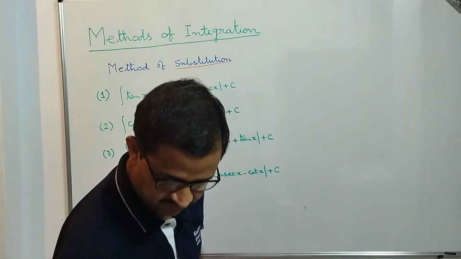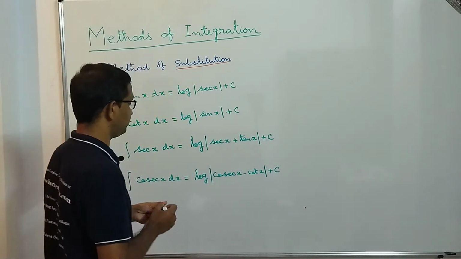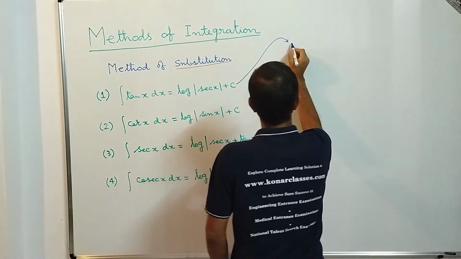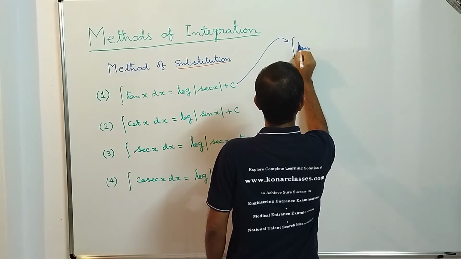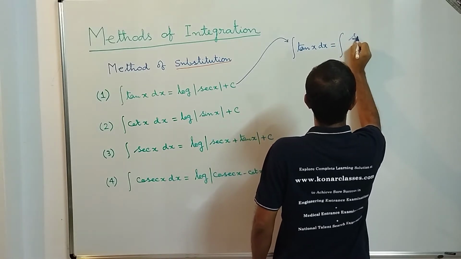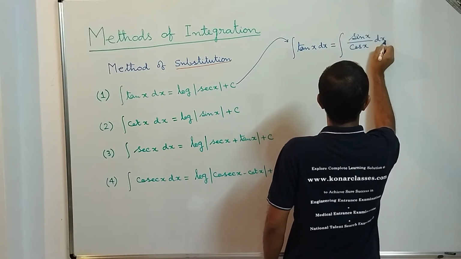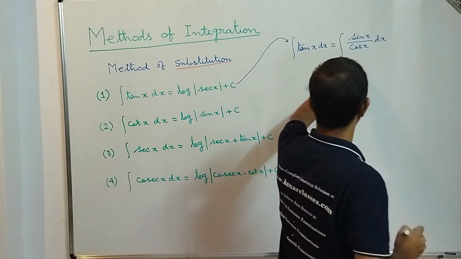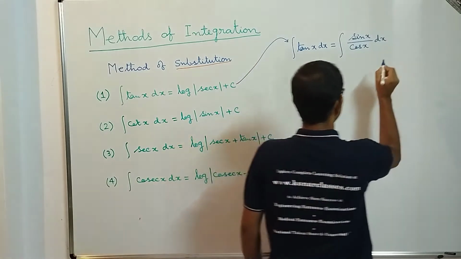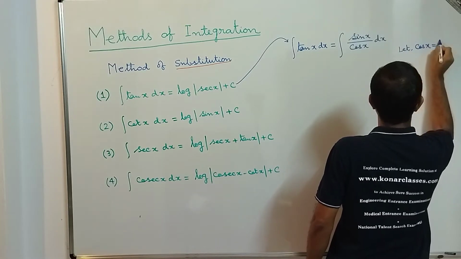So let's work on the first question: integration of tan x dx is equal to log of mod sec x plus c. How is this actually derived? Let me show you. Integration of tan x dx is equal to integration of sin x divided by cos x dx. Now, as we learned the method of substitution in the last class, we can take cos x equal to t, that is the substitution.